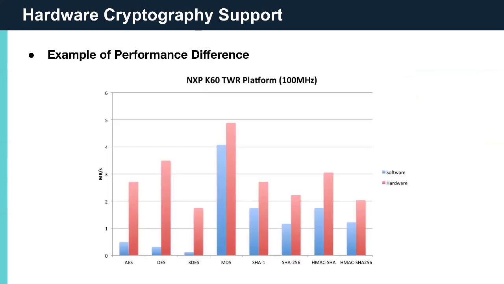This graph is just showing you an example of performance comparison between software and hardware crypto. This is just on one of our platforms that we've worked with, an NXP K60 running at 100 megahertz. You can see the algorithms listed on the x-axis, and then the y-axis is throughput in megabytes per second. Software crypto is in blue and hardware crypto is in red.